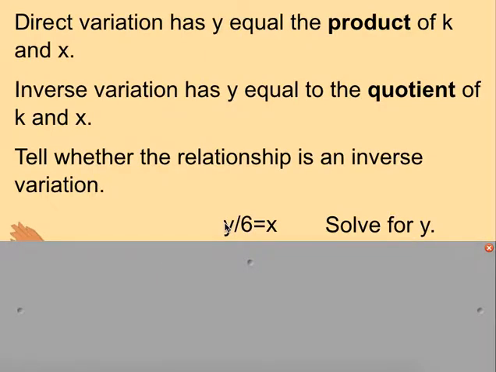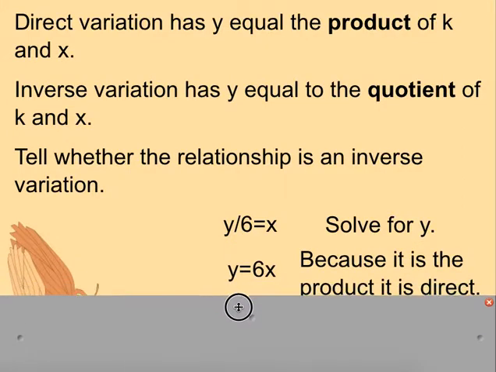So in this case, y divided by 6 is equal to x. Well, in order to decide, we need to get y alone. So in this case, we need to multiply by 6 on each side. And we get y is equal to 6x. Well, since this is a product between the constant and the x, this is direct variation.